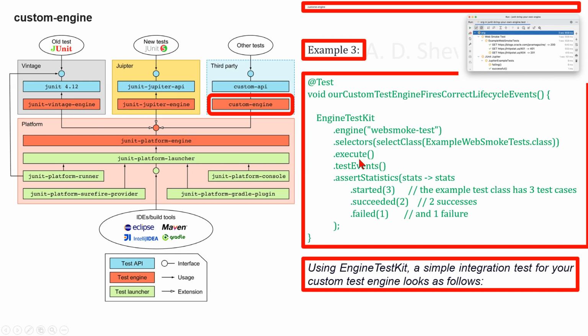This gives you access to an org.junit.platform.testkit.engine.Events instance upon which various checks can be performed. In this example, the engine test kit checks that 3 tests were executed, 2 of which completed successfully and 1 that reported a failure. This is what you should expect.